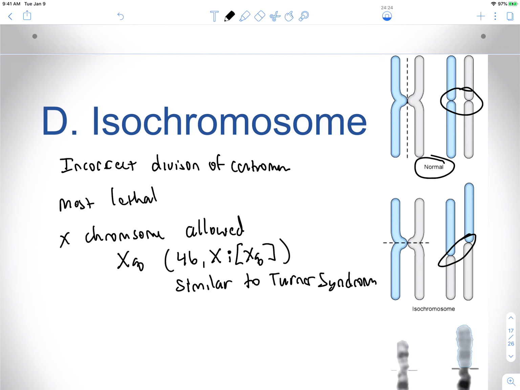There's also been an isochromosome on chromosome 18q, and this is seen in Edwards syndrome.